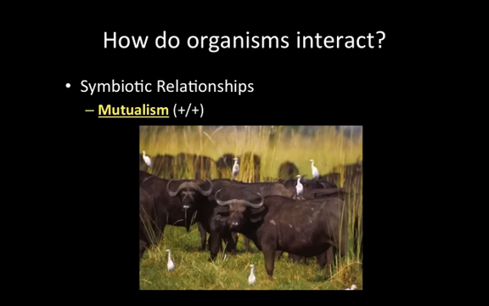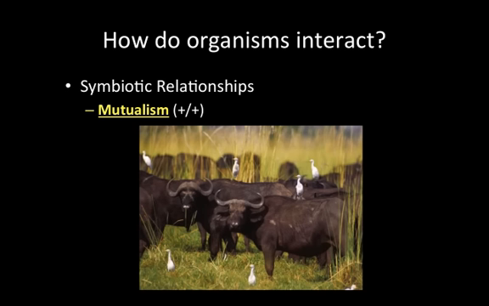So what are some ways that organisms interact? Well, these are all called symbiotic relationships. That is, these are relationships that occur between different organisms. The first one is what's called mutualism. And mutualism is where both organisms benefit from the relationship.